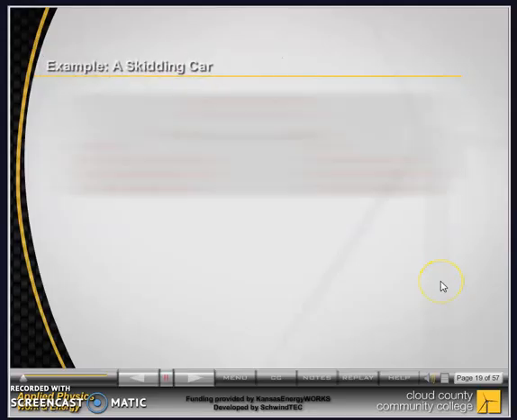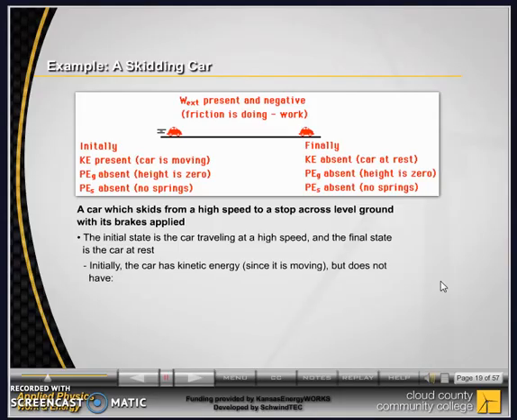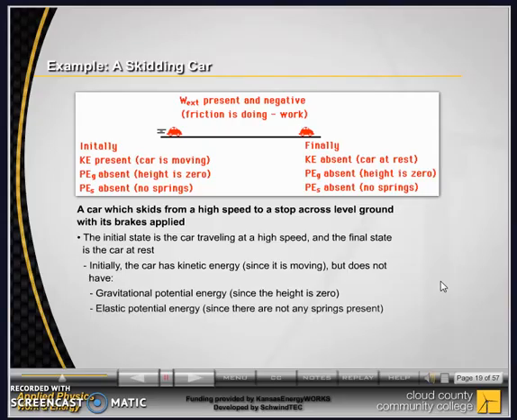Now we will repeat the process for a car which skids from a high speed to a stop across level ground with its brakes applied. The initial state is the car traveling at a high speed, and the final state is the car at rest. Initially, the car has kinetic energy, since it is moving, but does not have gravitational potential energy, since the height is 0, or elastic potential energy, since there are not any springs present.